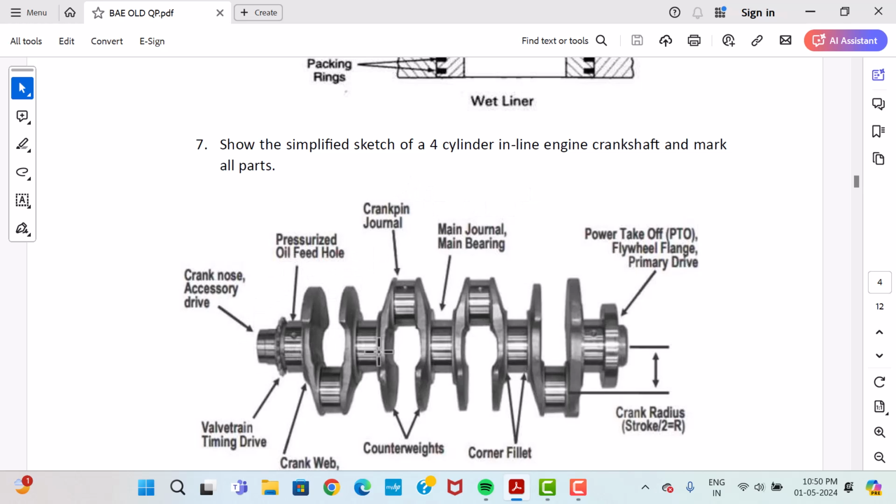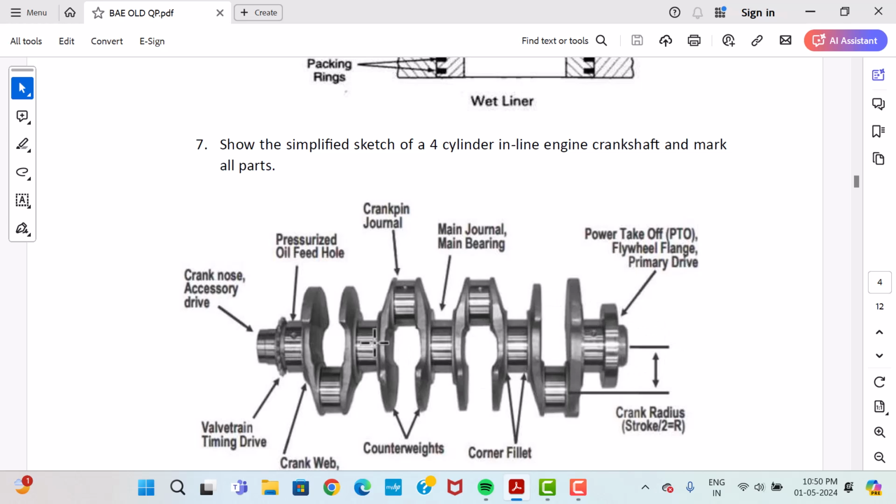If it is an inline four-cylinder engine, there will be four connecting rods, and each connecting rod is connected to the crankshaft. The big end of the connecting rod is connected to the crankshaft. The first connecting rod for the first cylinder is connected to the crankshaft at this point, the second connecting rod will be connected to this point, the third to this point, and the fourth to this one. So this figure shows a four-cylinder inline engine.